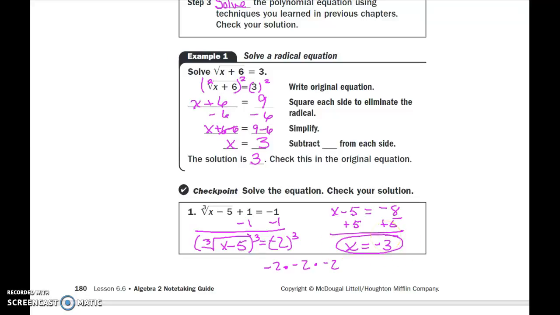We can check that by putting it back into the equation. I'm not going to do this every time. It's a good idea, but I don't want to take the time on the video, but I want to make sure to show it to you once. So we have the cube root, and I'm going to put negative 3 in for x.